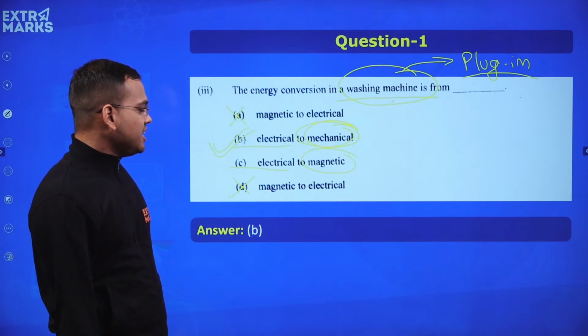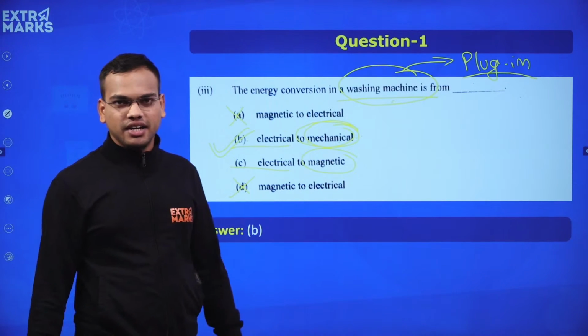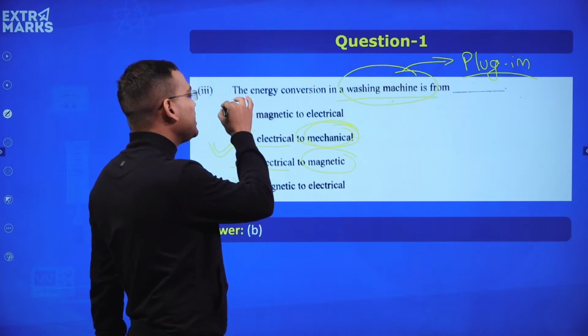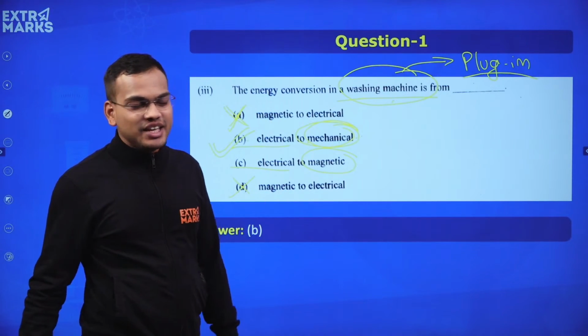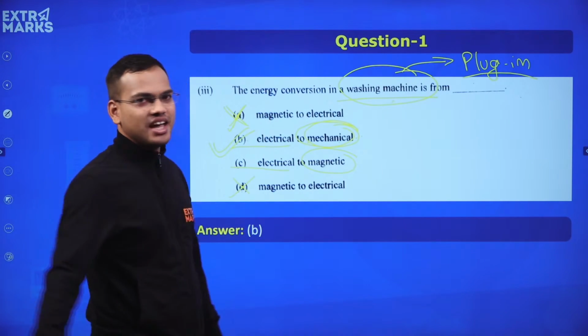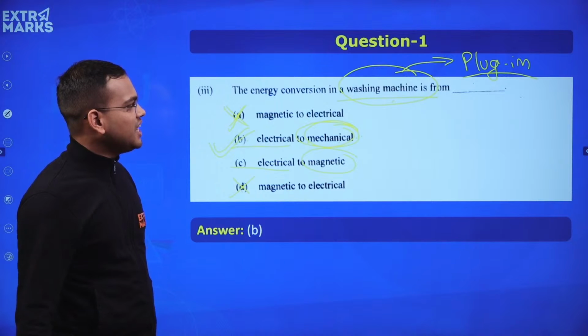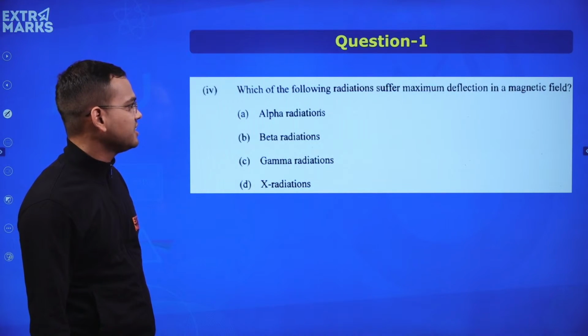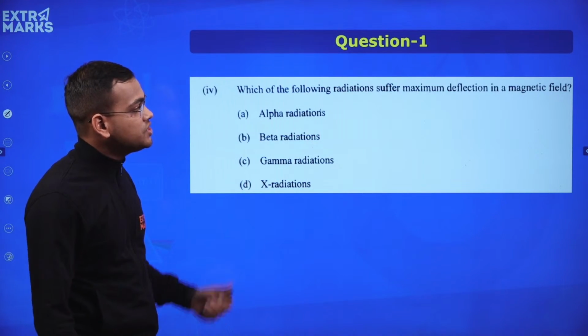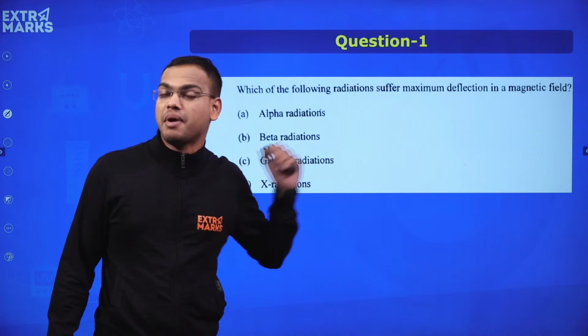Alright? Yes, the answer is option B, electrical to mechanical. So I'm just saying that even if you don't know the answer, you can easily eliminate two options. Okay? So let's move on to the next question. Which of the following radiation suffers maximum deflection in a magnetic field?